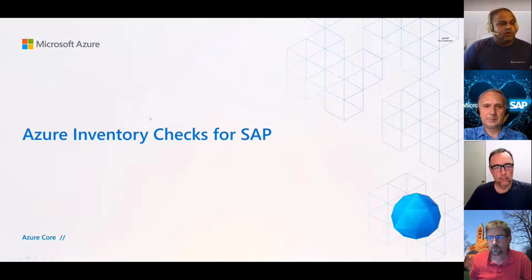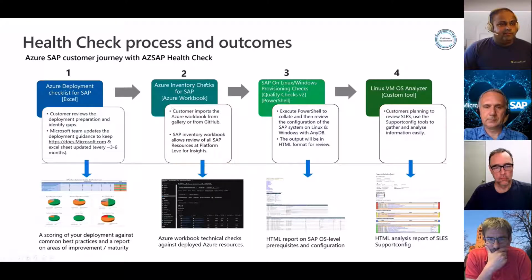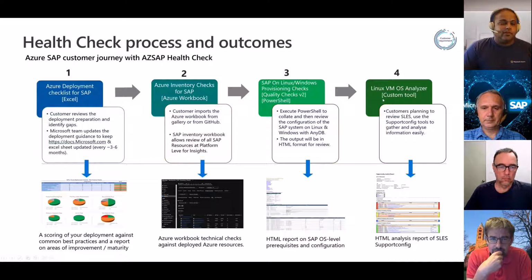Now, as soon as they have deployed the landing zones, VNet, subnet, virtual machine, and disk, they really want to have insights into what is really deployed onto my platform. That's where Azure Inventory Checks for SAP will be very useful. And then once they start deploying their SAP and database, they can either connect to quality checks or make use of Linux VMOS Analyzer to get visibility of what is being configured at OS level. So with that, Ross, do you want to share your experience of using Linux VMOS Analyzer?